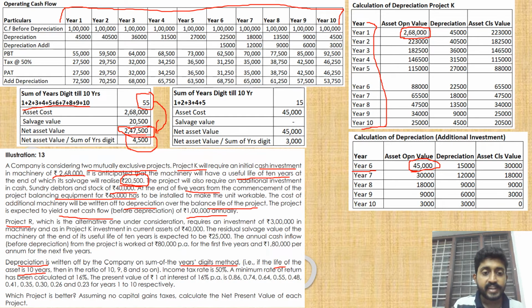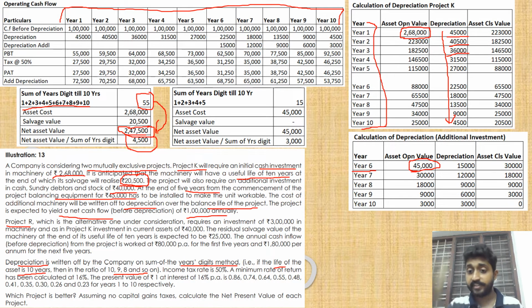Now the life of the asset is 10 years, so the ratio is 10 to 9 to 8. This 4,500 has to be multiplied by 10. That is the first year depreciation. So 4,500 multiplied by 10 becomes 45,000. That is the first year depreciation. For the second year, 4,500 multiplied by 9 gives you 40,500 as depreciation. 4,500 multiplied by 8, 36,000 will be the third year depreciation. The same way the depreciation goes down.